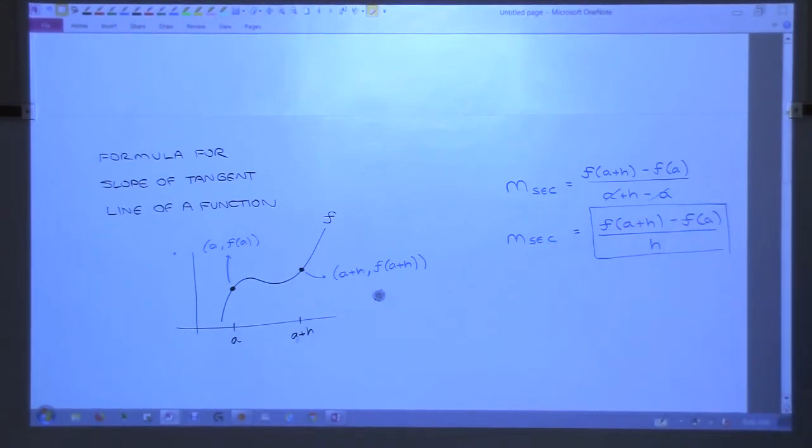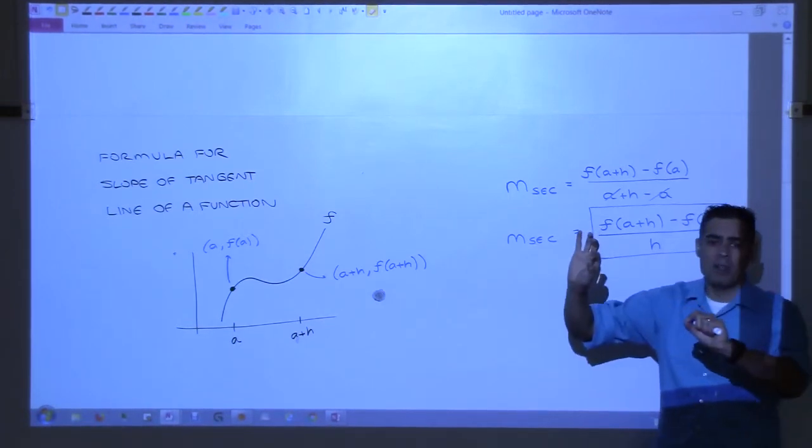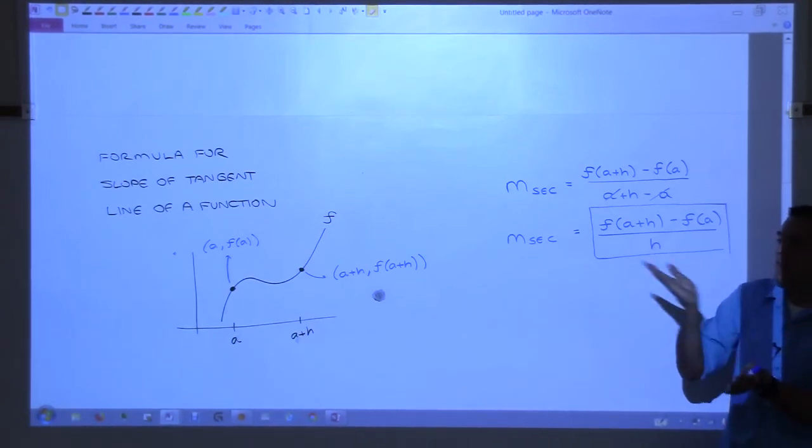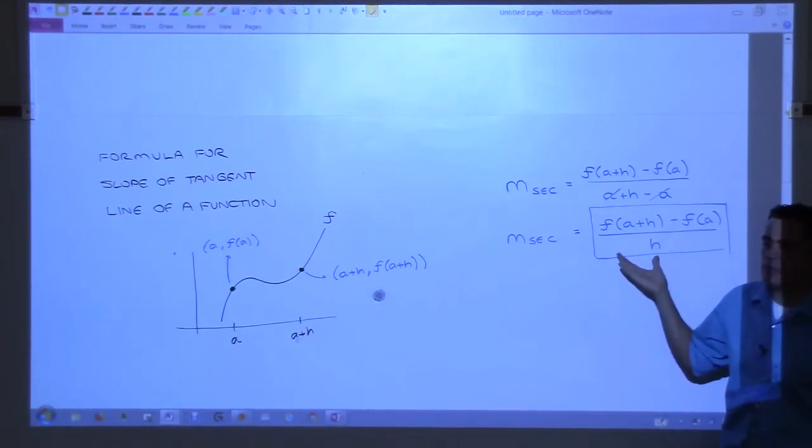Now in your homework there are a few problems where they do want you to calculate the slope of the secant line. So they say find the slope of the line between these 2 points. They give you 2 points and they want you to find the slope of the line. All right, so you do this.